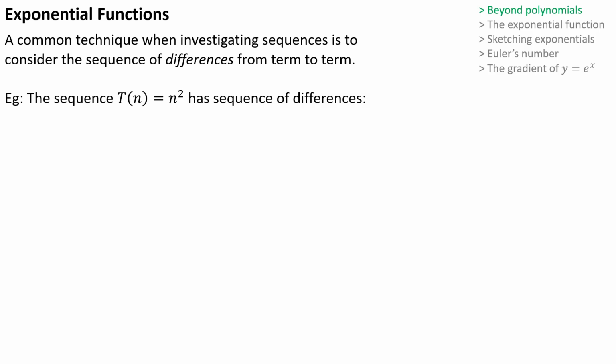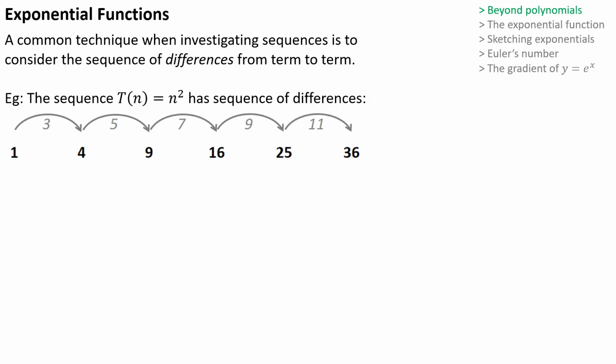One of the first things you learn how to do with sequences is to investigate the relationship between one term and the next. So we might construct what I call a sequence of differences, the difference between one term and the next term. And with the square numbers, for instance, the difference between any two consecutive square numbers is an odd number. And not only that, but the odd numbers are in sequence themselves, 3, 5, 7, 9, 11.